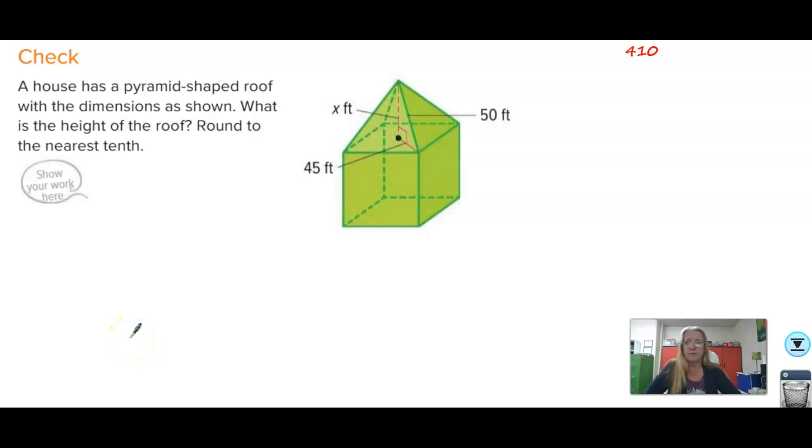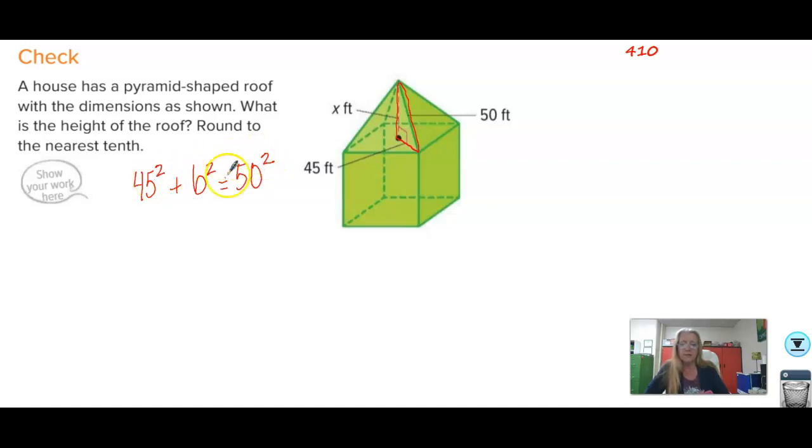Here we have a house. They like these 3D triangles. But you can see the right triangles right here. It's here, here, and here. Okay? What do we know? We know this is 50. We know this is 45, and we're trying to find this leg. So the one leg we do know is 45. We don't know the other leg. And we know the hypotenuse is 50.